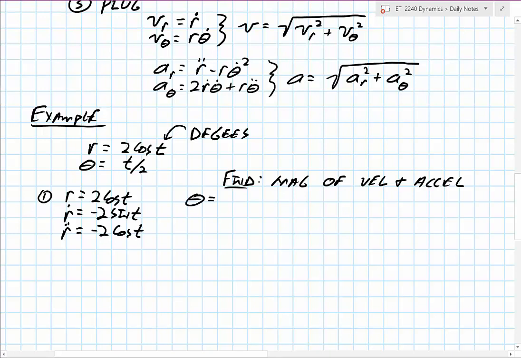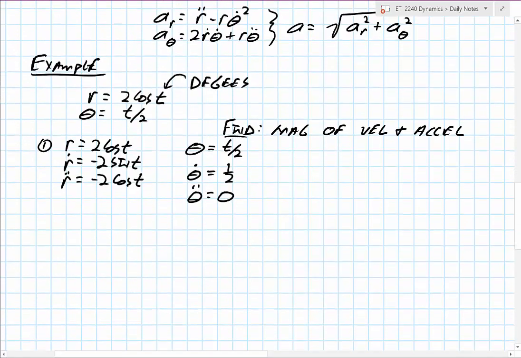Same idea with my thetas. Theta is equal to t over 2, or 1/2 t. So that means my theta dot would be equal to 1/2, and my theta double dot is equal to 0, meaning it has a constant velocity in that transverse direction.